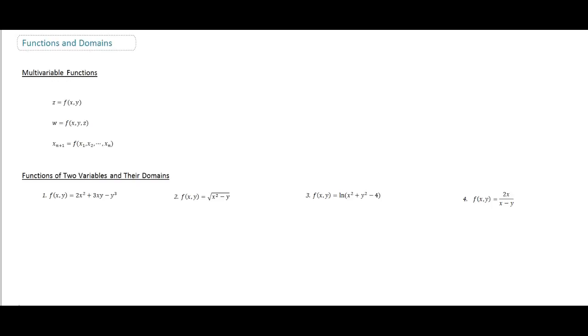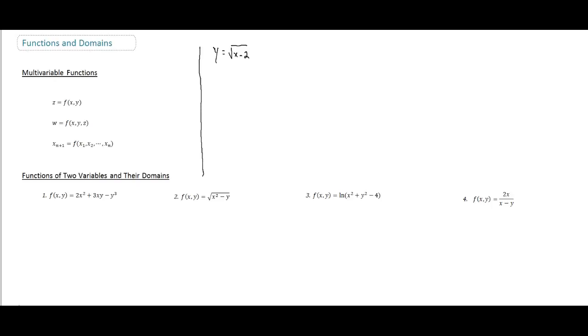Now let's focus a bit more on functions of 2 variables and their domains. Identifying the domains for these is similar to what you do for single variable functions. By that, I mean you need to focus on restrictions on possible inputs imposed by the function. For example, let's say that you have this single variable function y equals square root of x minus 2.